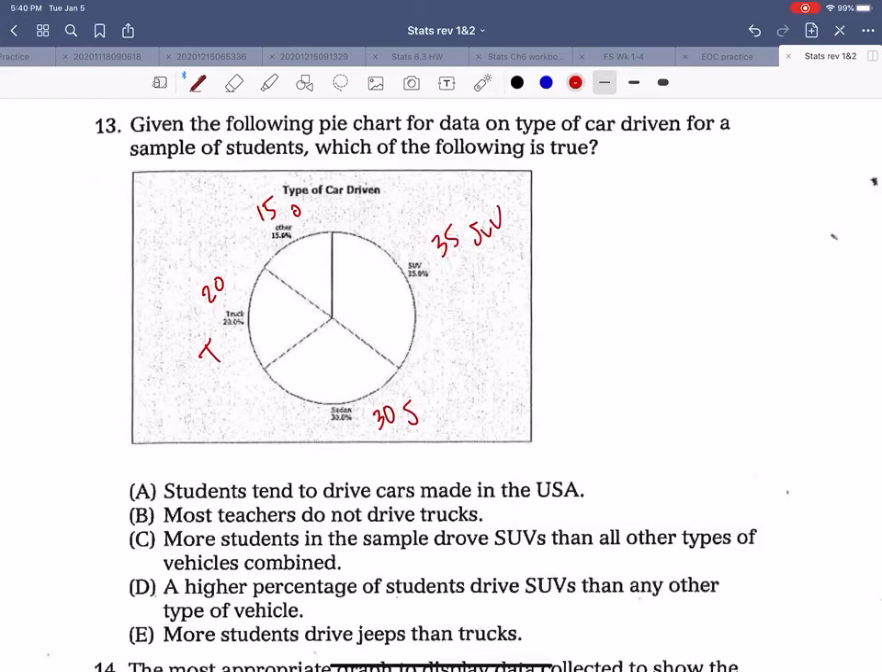Okay. Students tend to drive cars in the U.S., sedans. It's interesting how they ask that, because that's only 30% sedans. And 30 plus 15 is less than 15. So I don't like that. Most teachers don't drive trucks. This had to do with students. More students in the sample drove SUVs than other types.